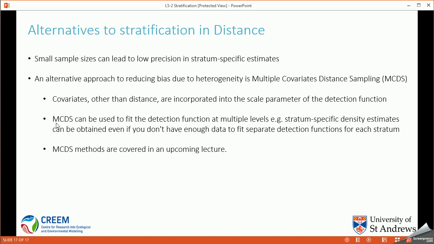So you can then fit, using this MCDS, the multiple covariate distance sampling analysis engine, a detection function at multiple levels. So you can do stratum-specific density estimates even if you don't have enough data to fit separate detection functions for each stratum. By putting stratum in as a covariate, it lets you borrow strength from the other strata, to get a detection function that is different between strata but uses information from all strata to obtain it. And the details of this will be covered in another lecture.